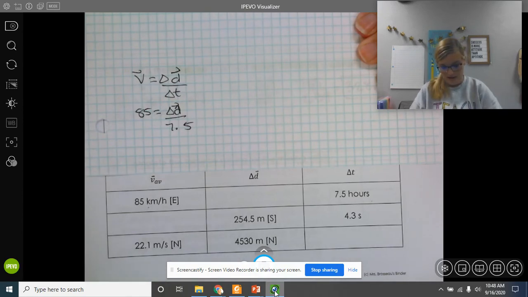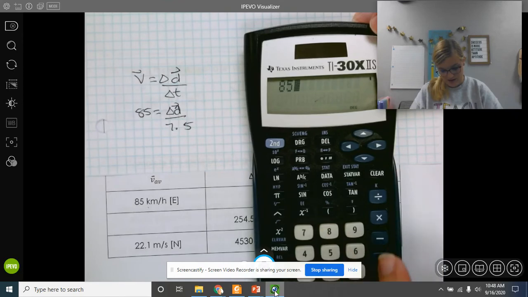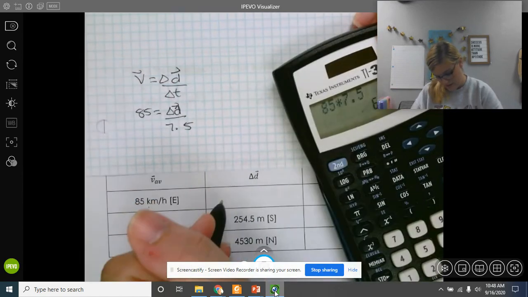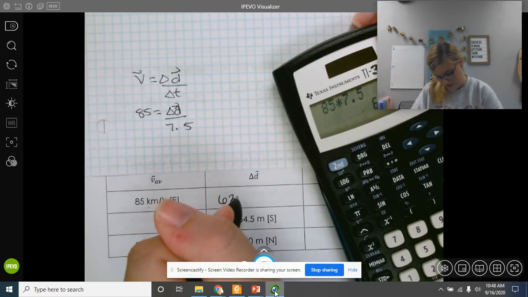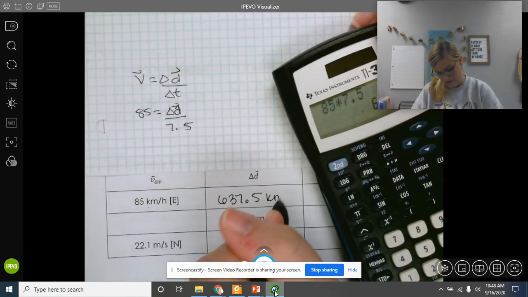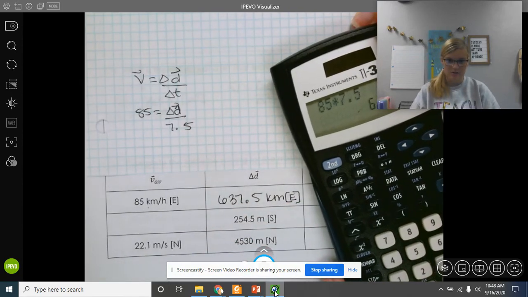So I can multiply my 7.5 over and do 85 times 7.5 and get that my displacement for this box is 637.5 kilometers. And because it's a vector, I want to make sure I include east because that's the direction that my velocity told me we are going.